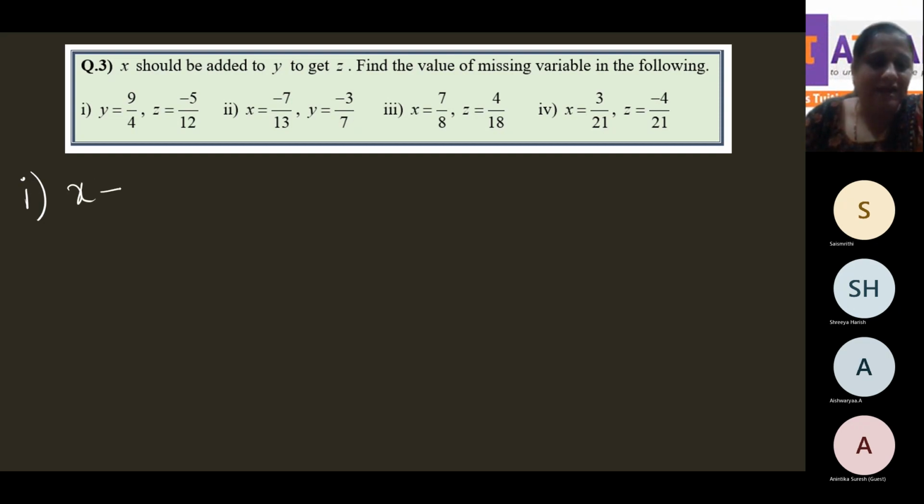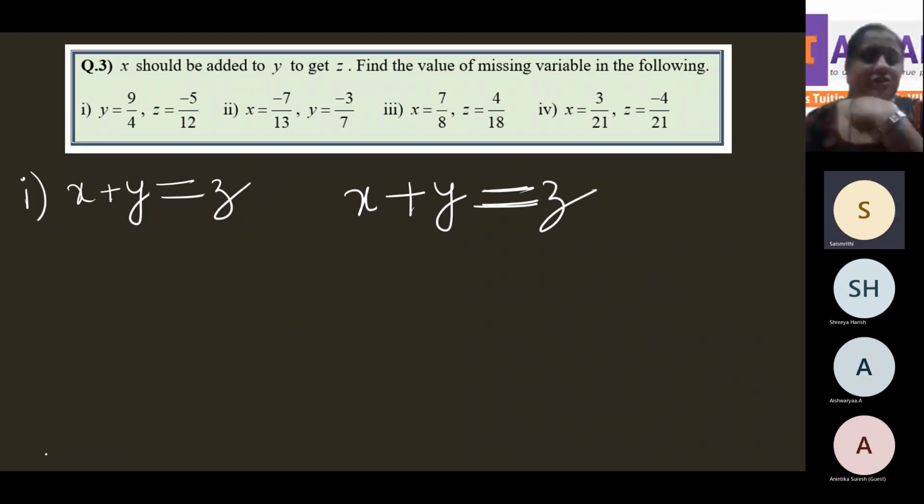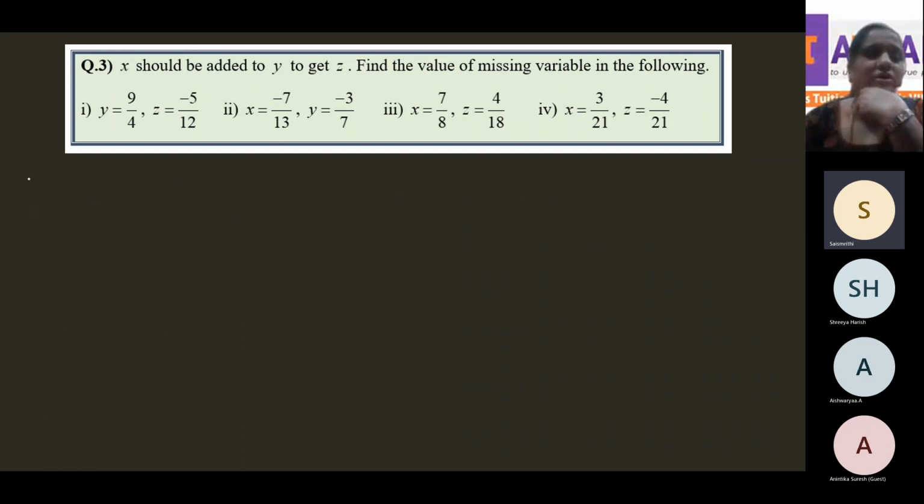X should be added to Y to get Z. Am I right, children? Yes, ma'am. X should be added to Y to get meaning equal to Z. So this is the equation that is to be applied for all the 4 situations, all the 4 questions. So see how I do the first one.